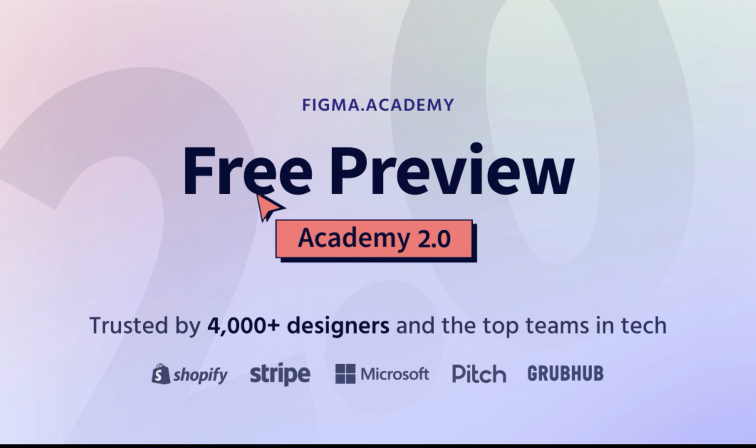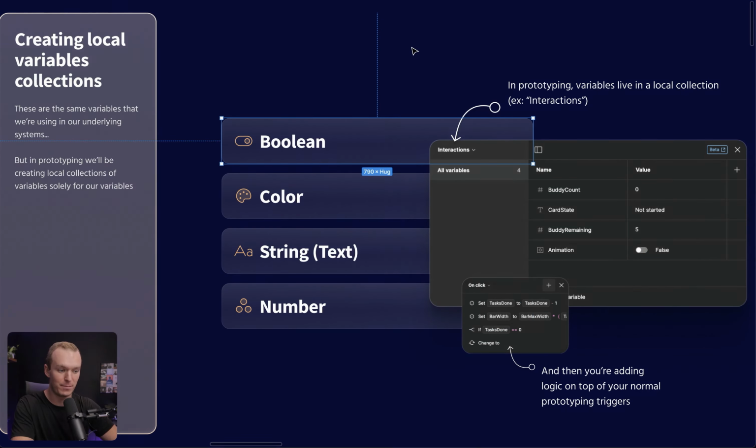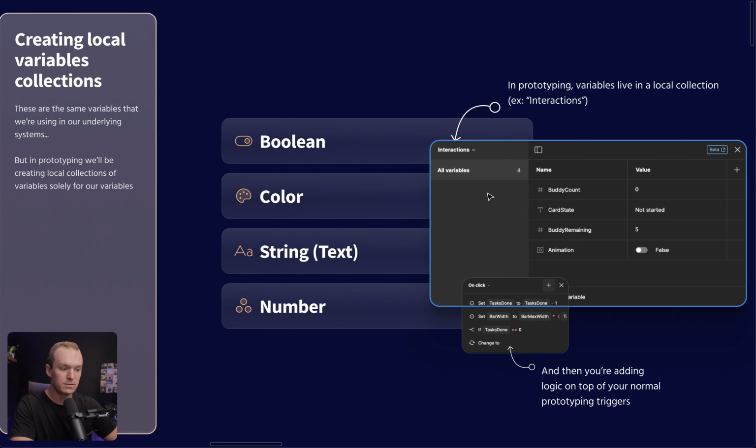So let's talk about how we'll actually use these variables in our prototypes. We're still going to be dealing with the same four variables: Boolean, color, string, and number. But instead of using them in our libraries to power all of these different systems, we're actually just going to create local collections that we can then point to with our interactions in prototype mode. So in the files where I'm prototyping, I'll probably have an interactions collection like this.